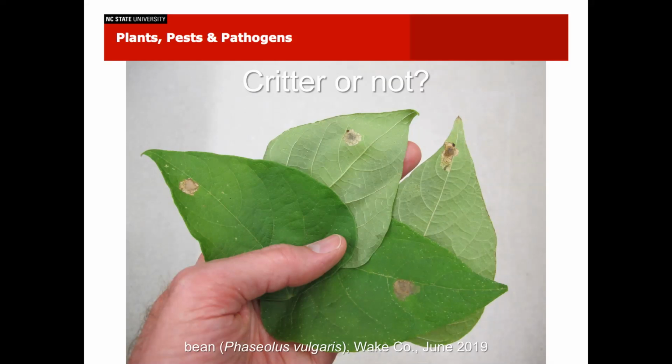And I was a little bit concerned when early on in the season, back in June, I saw these very discrete leaf spots on there. So without saying what I thought it was at the time or what it turned out being, let's ask you, critter or not?